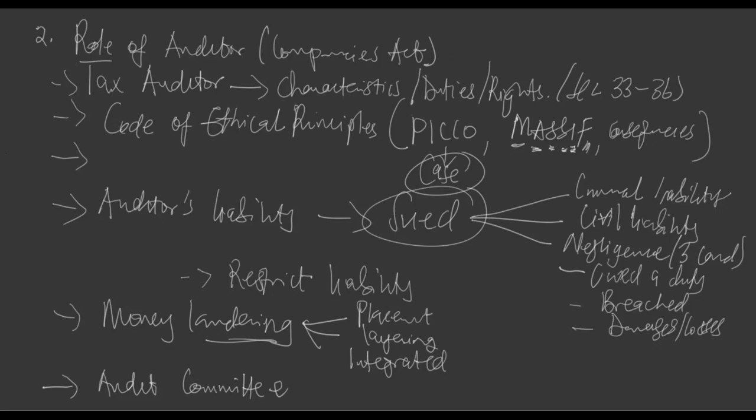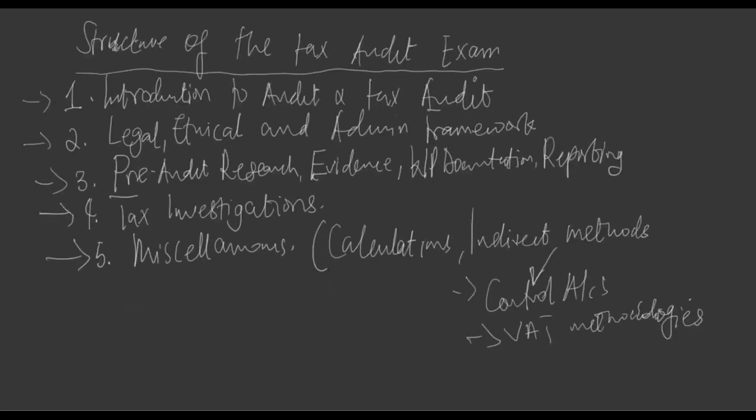The legal framework and the ethical framework are also broad, but these are the key things that you need to know. Then we now move to the third part, which has to do with the audit process. Tax audit goes through some stages. So, stages in a tax audit.